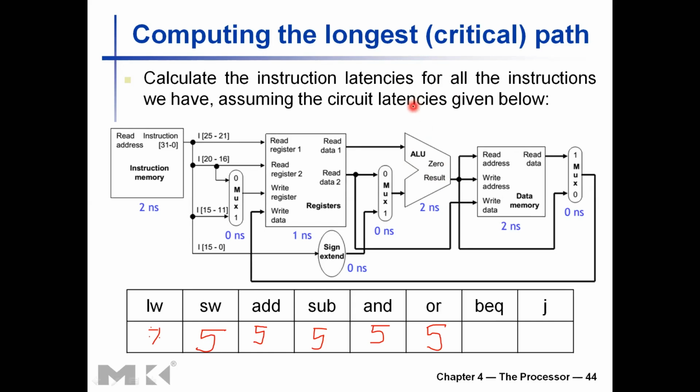So we can assume that the branch target computation also consumes 2 nanoseconds, but that 2 nanoseconds happens in parallel to register reading and the ALU, because for the branch target, all you need is this sign extended immediate value plus the PC plus 4 value, which is already available. So that operation can happen in parallel with register reading and ALU operation. So what is the total for the branch if equal instruction then? 2 plus 1 plus 2. Again, 5, right?